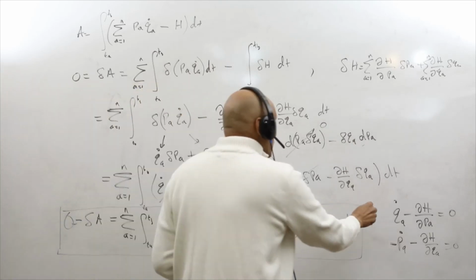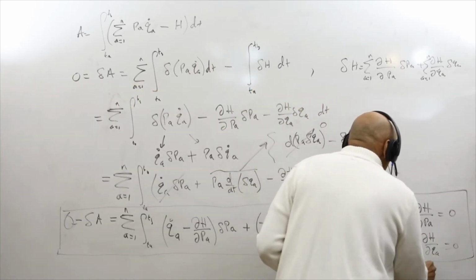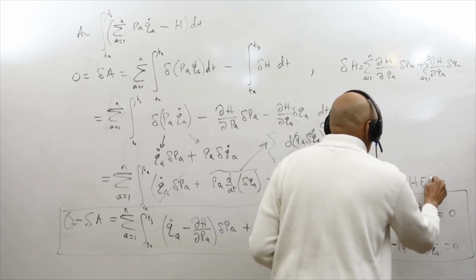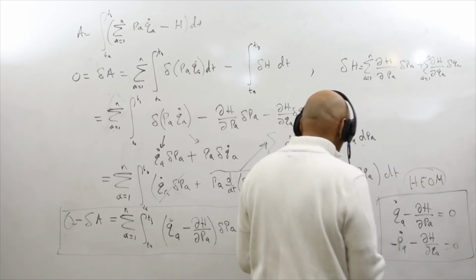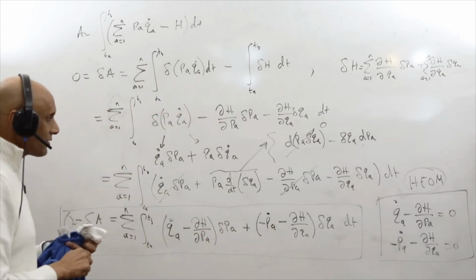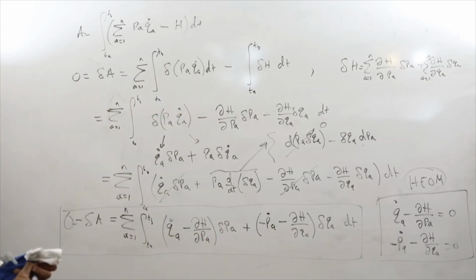And these two equations are called the Hamilton equations of motion. So you have to start getting used to this mathematics, especially if you're in physics.